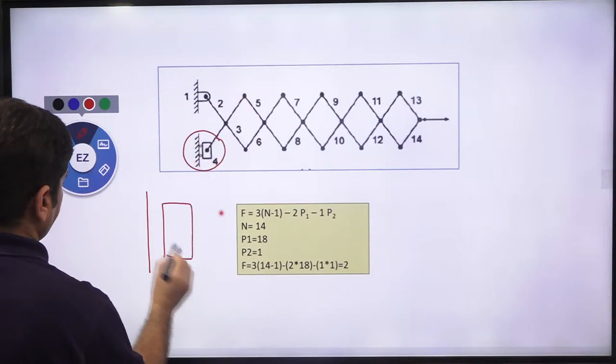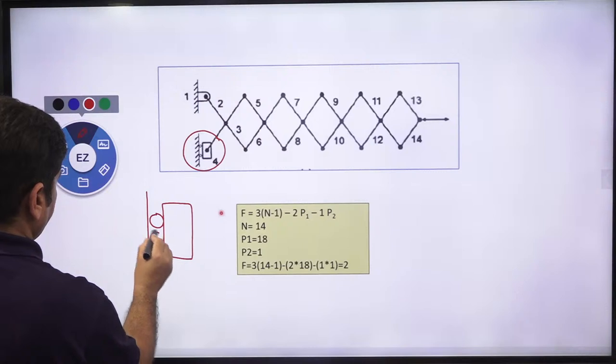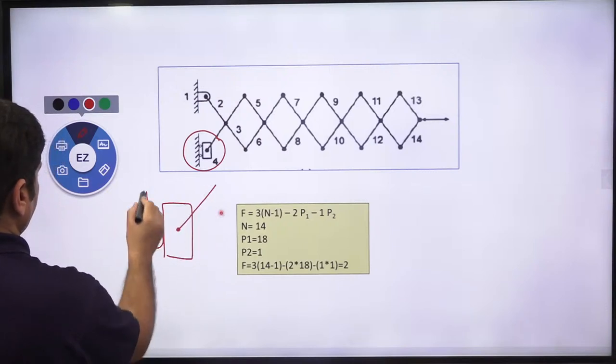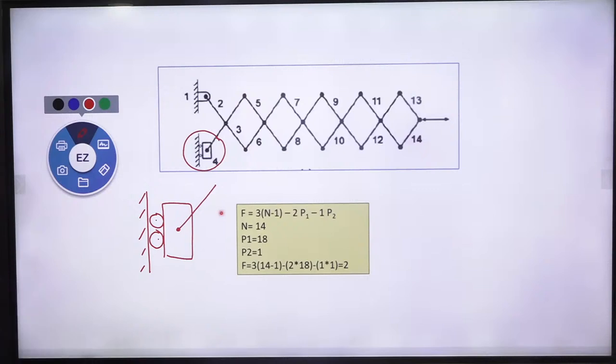It is not a sliding pair. This is a rolling pair. So there's a P21. Don't assume it to be a sliding pair. Don't make the mistake of assuming it to be a sliding pair. Note it down in your copy. This one is the higher pair. It is not a lower pair, it is the higher pair.